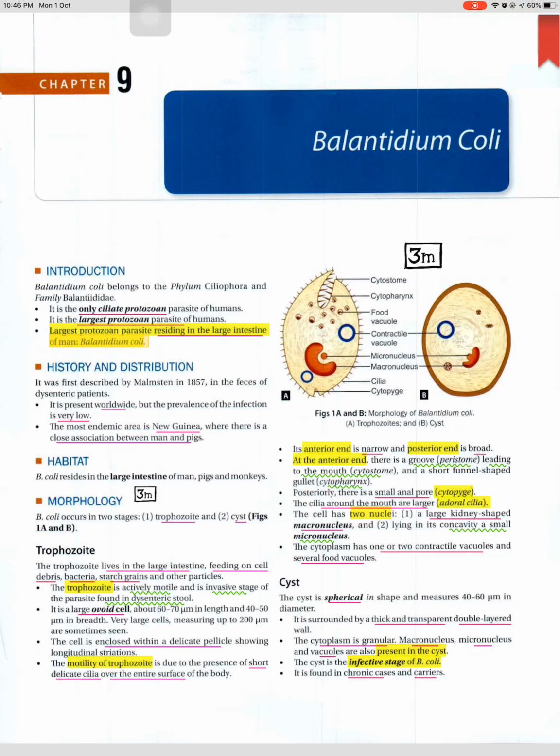It is a large ovoid cell, about 60-70 micrometers in length and 40 micrometers in breadth. Very large cells, measuring up to 200 micrometers, are sometimes seen. The cell is enclosed within a delicate pellicle showing longitudinal striations. The motility of the trophozoite is due to the presence of short delicate cilia over the entire surface of the body.